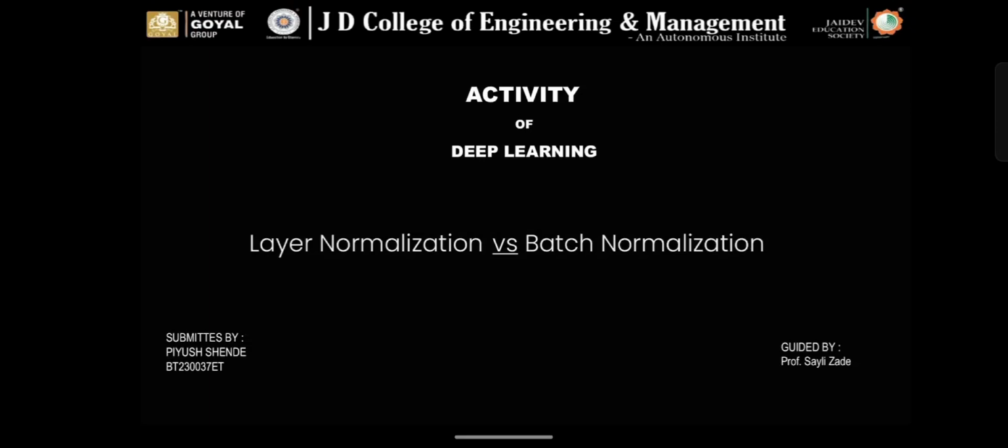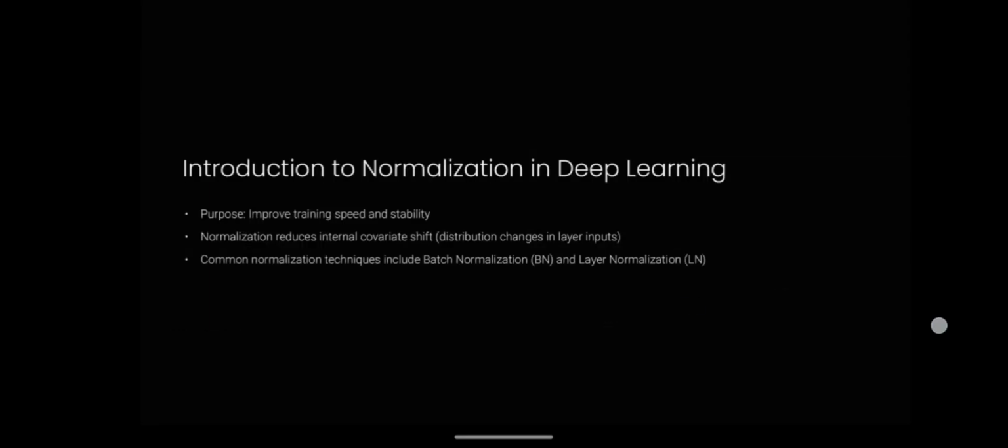Today our topic of presentation in deep learning is layer normalization versus batch normalization. First of all, we're going to see an introduction to normalization. What is normalization in deep learning? The purpose of normalization is to improve training speed and stability. Normalization reduces internal covariate shift, the disturbance changes in a layer's inputs. Common normalization techniques include batch normalization and layer normalization.